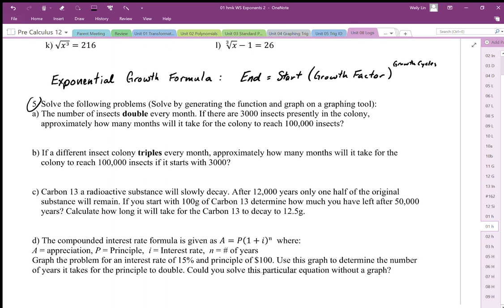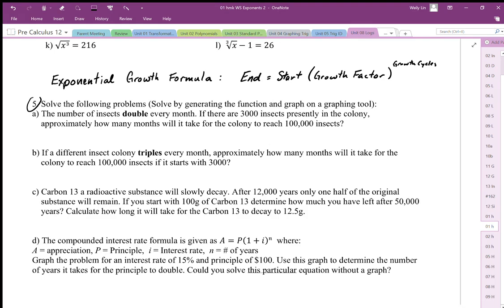Question number 5, we need to make sure that we understand the exponential growth formula. And the formula looks like this. We have the ending amount is equal to the starting value, however many things that you start with. You multiply that with the growth factor, how fast it grows, and that growth factor has an exponent of the number of growth cycles, how often we apply that growth factor.